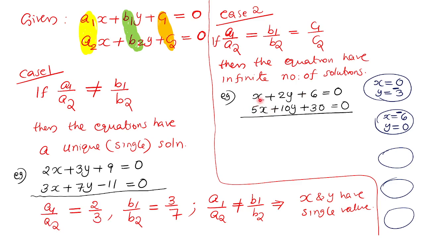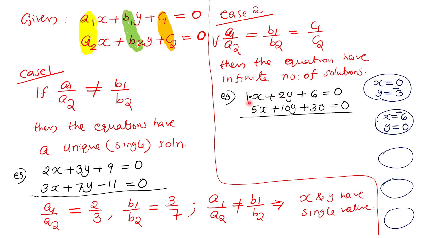X is considered as 1x, right? Can I write x as 1x? Is there any issue? No problem. x is 1x. 1x is same as x. Let me check the ratio. What is the first ratio here?